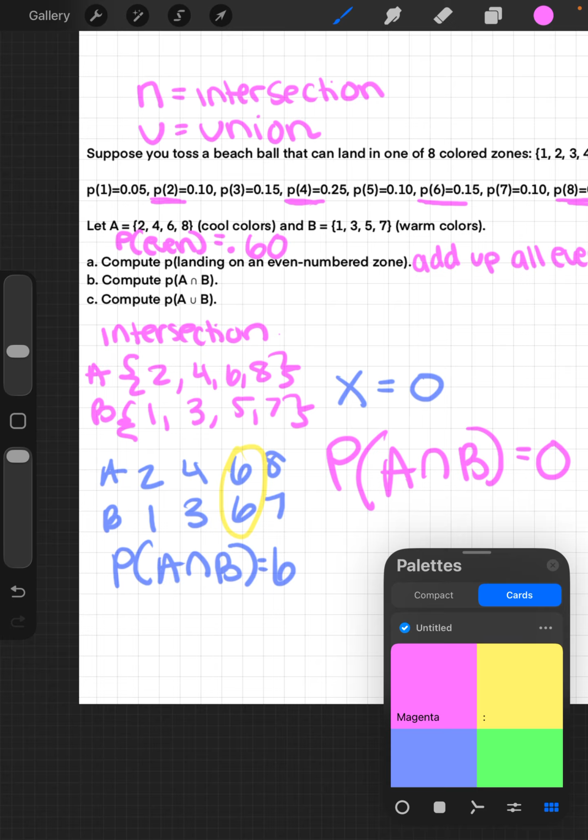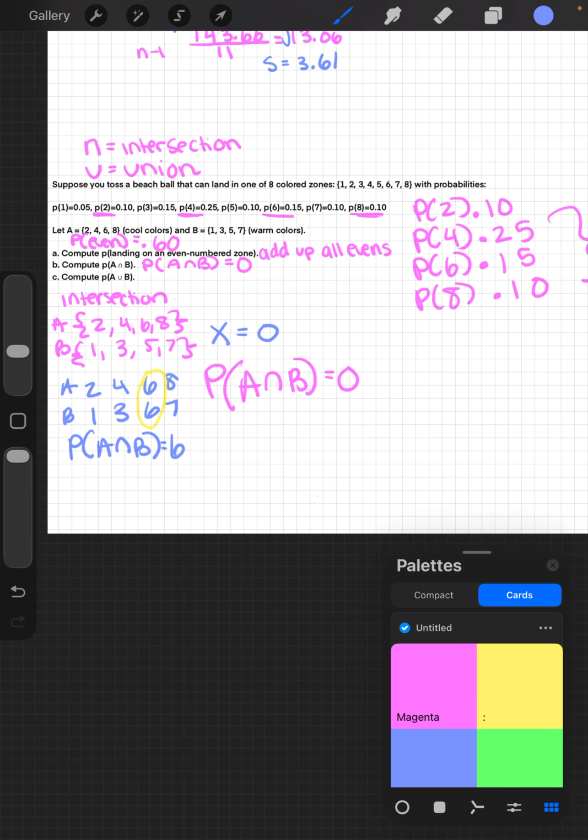Okay, so now we're going to do... I feel like I'm just all over the place. And now we're going to do the last one, and they want you to do the union. So a union is all of them together. So I'm actually just going to say A or B. That looks so ugly. I don't know.